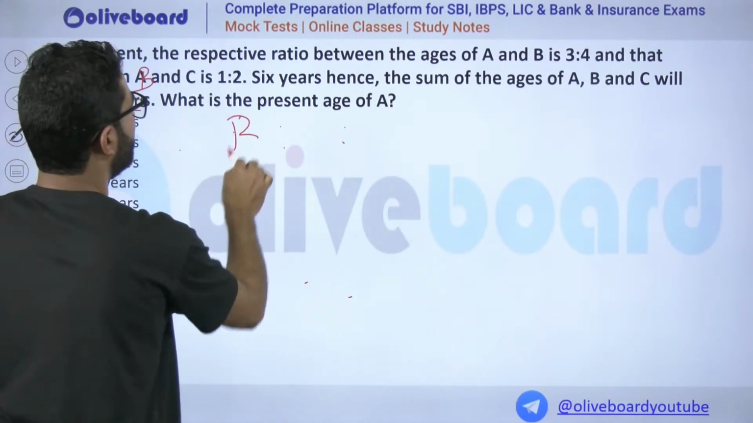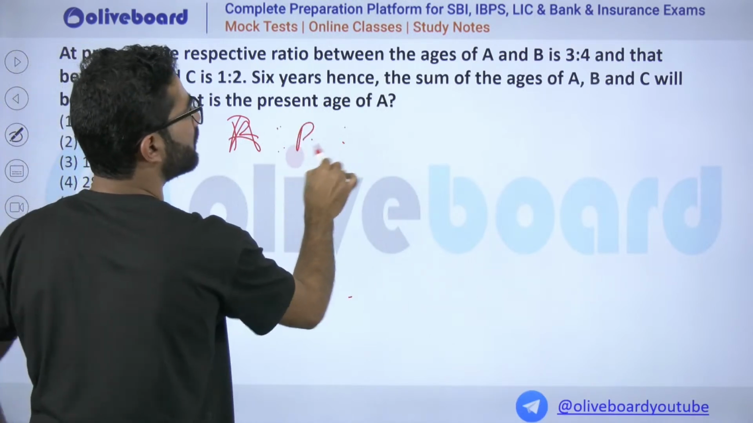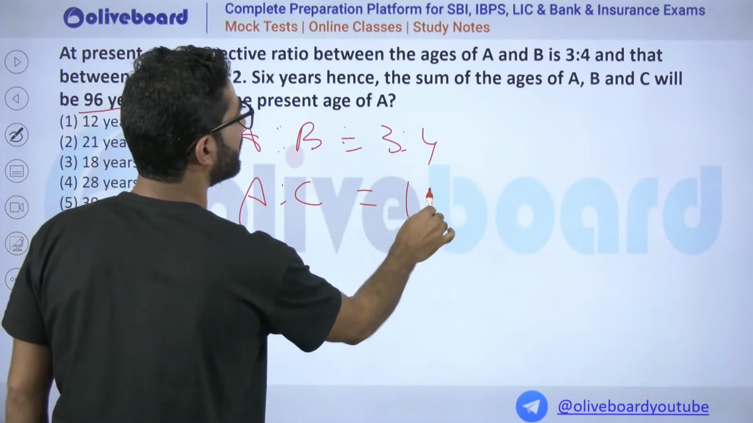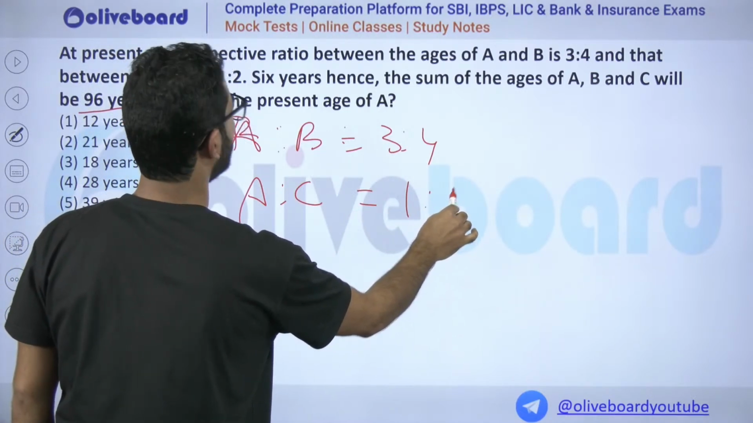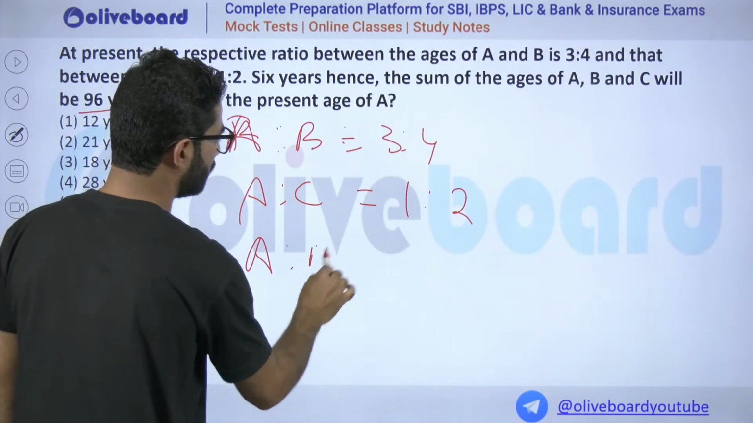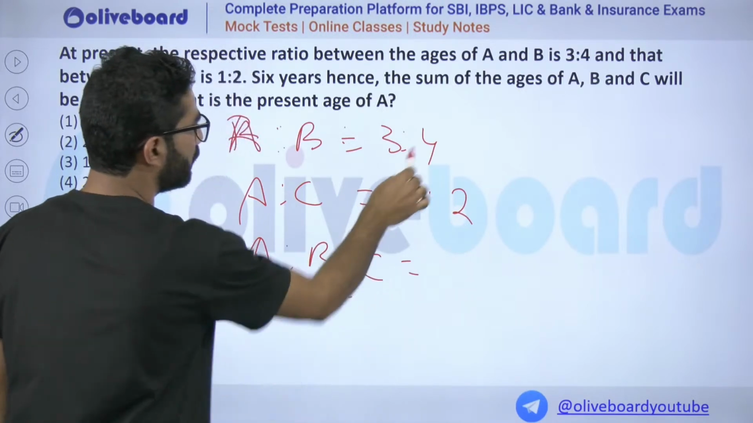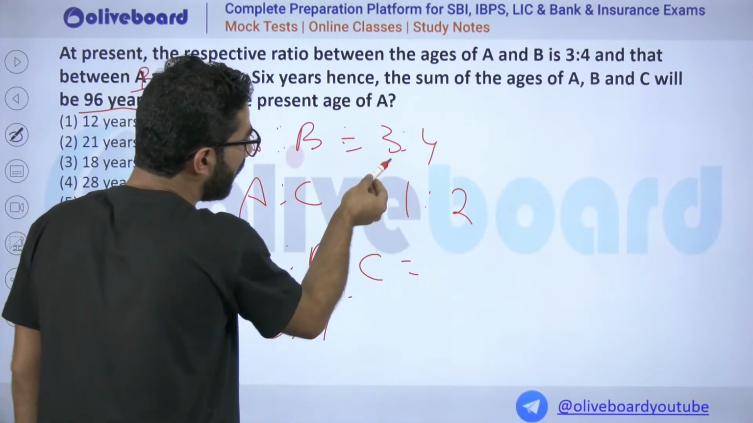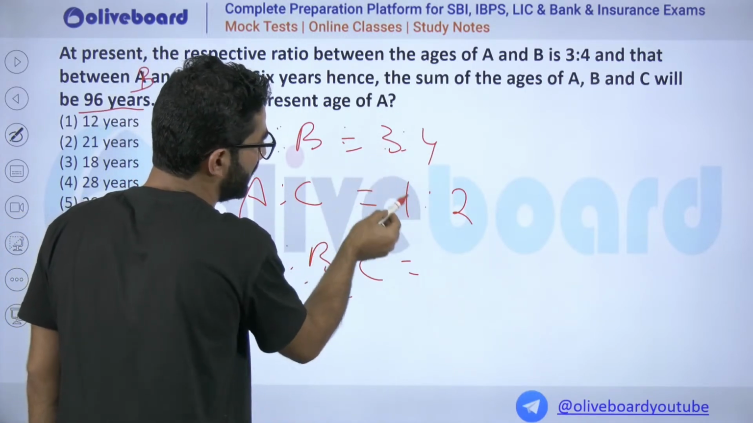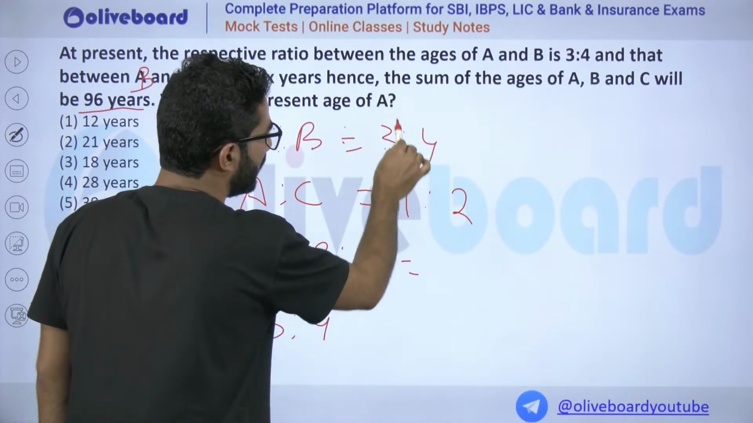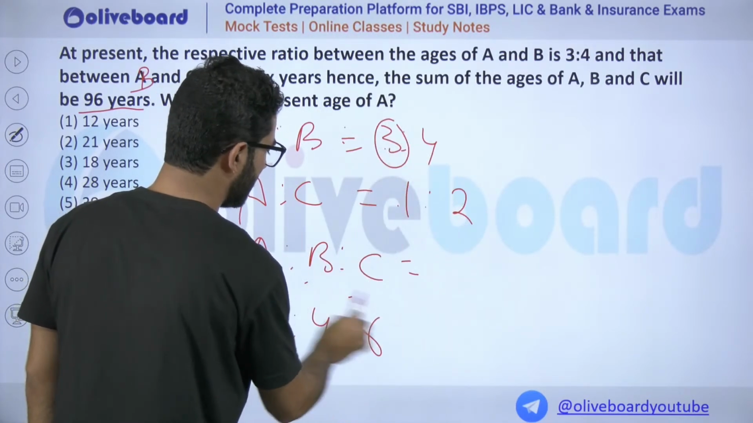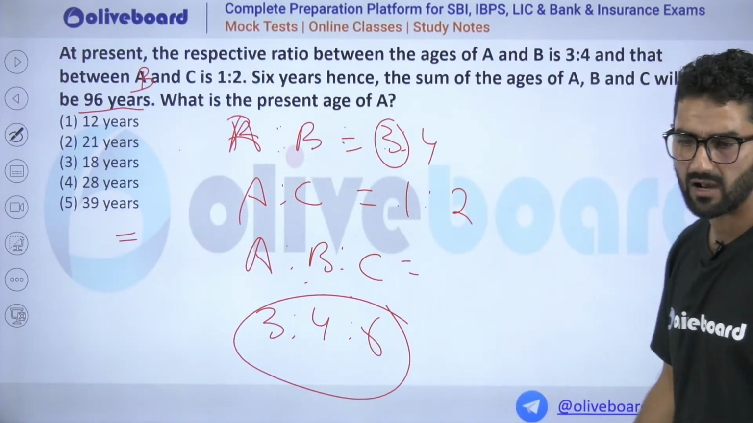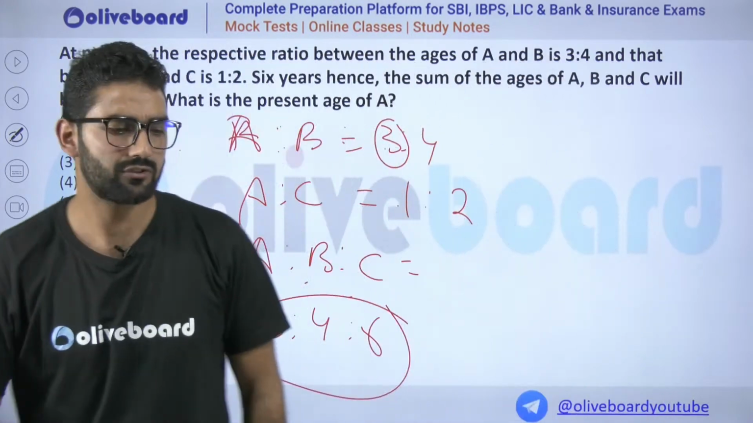AB is given as 3:4. AC is also given as 1:2. Now what could be the value of A is to B is to C? A is to B is clearly 3:4. Now when A is 1 unit, C will be twice. So A was 3, C will be 6. So 3, 4, 6 is the ratio. Yes, sir, it is AC. Yes, my dear. So you got the value of A is to B is to C, that is 3, 4, 6.